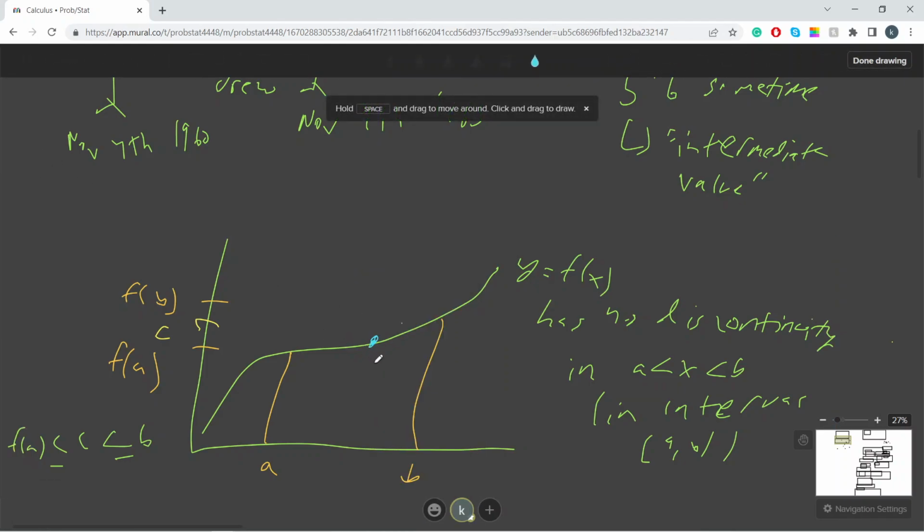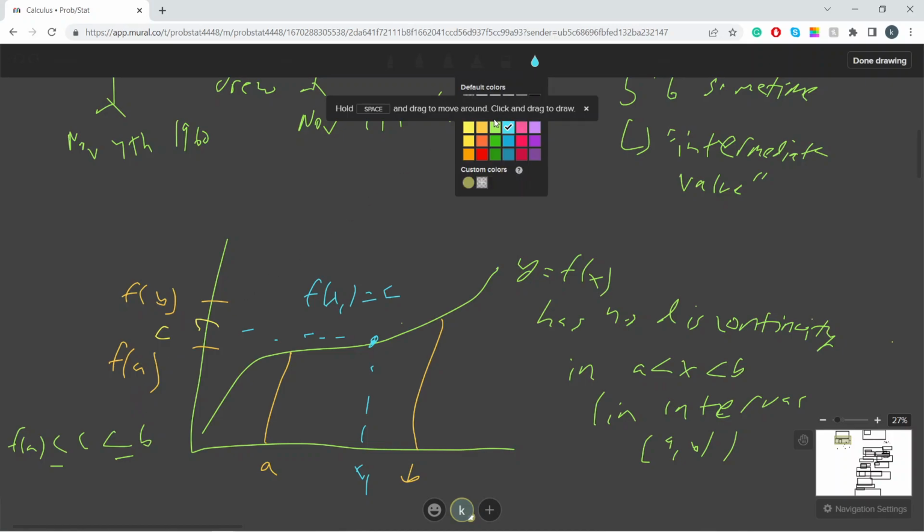There's some point right here. Let's call it x1, right? Where f of x1 must equal c, and x1 for a fact is in between a and b, because at a the function's value is f of a, and at b the function's value is f of b. There's continuous behavior from interval a to b, and c is right in between f of a and f of b.